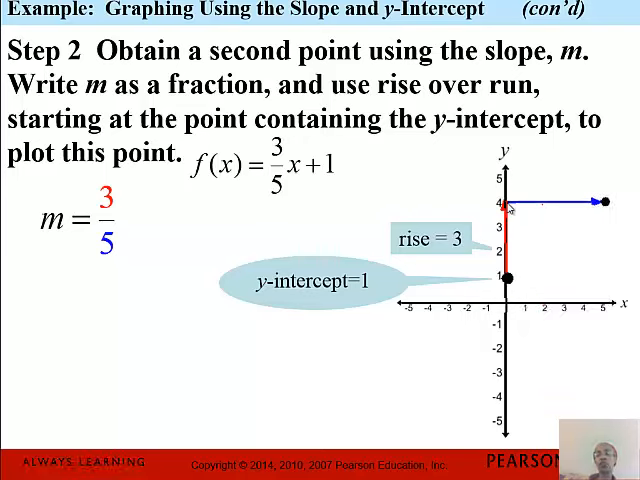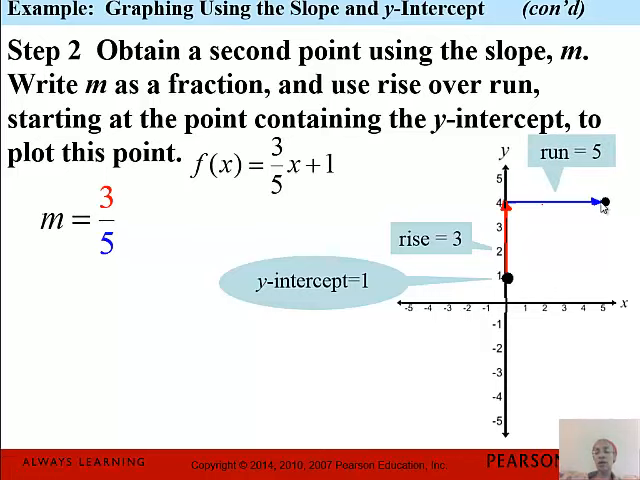Now I'm going to use the fact that the run is 5. So from the location that I arrived at after implementing the rise, I now implement the run, which is 5. And I move 5 units in the positive horizontal direction. So when run is positive, I move to the right. So I move 5 units to the right. And that actually positions me at a second point on the line.